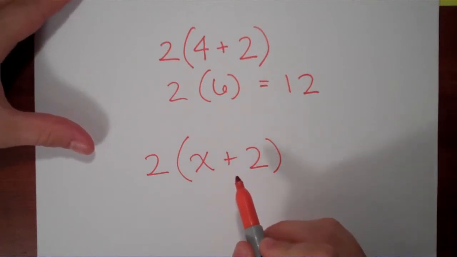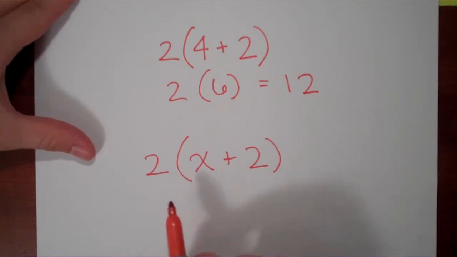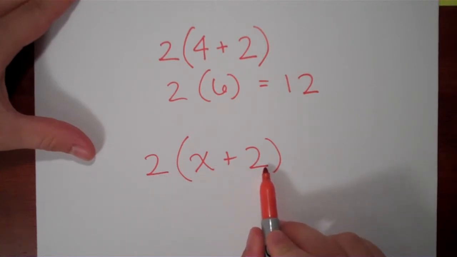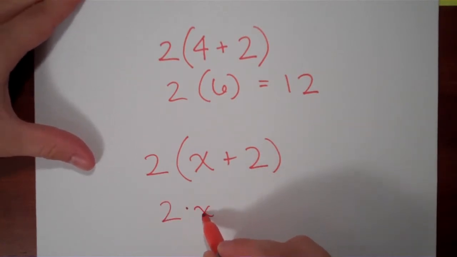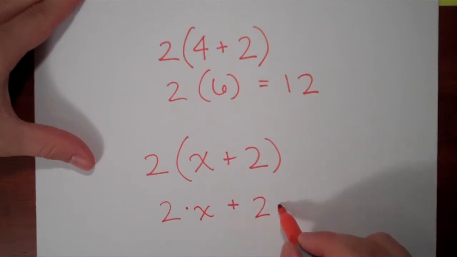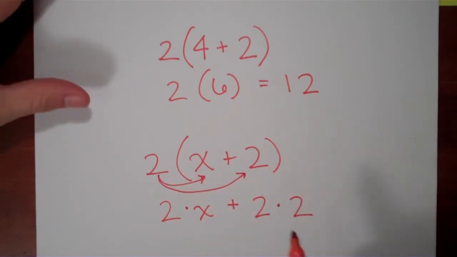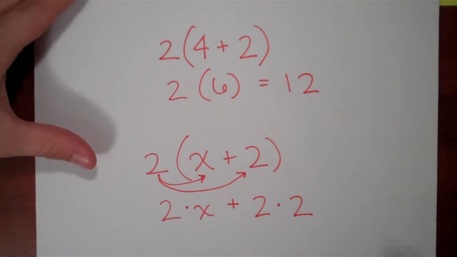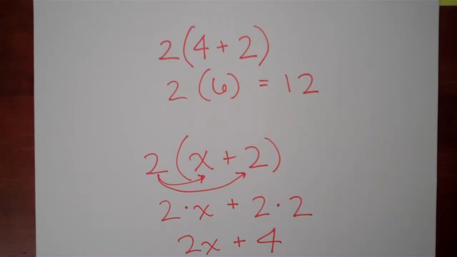This means I can go like this. 2 times x plus 2 is the same thing as multiplying this 2 by the x and multiplying this 2 by the 2. I'm distributing this 2. So this is the same thing as saying 2 times x plus 2 times 2. So I've brought this 2 around to multiply it by both the x and the number 2. So we'd end up with 2x plus 4 as our simplified representation using the distributive property. Let's do a few more examples.